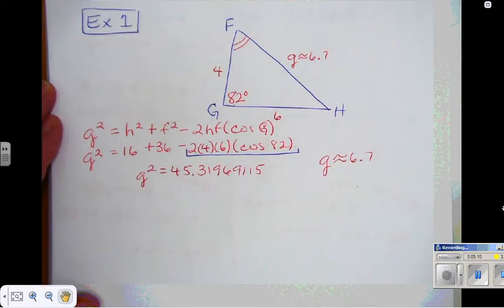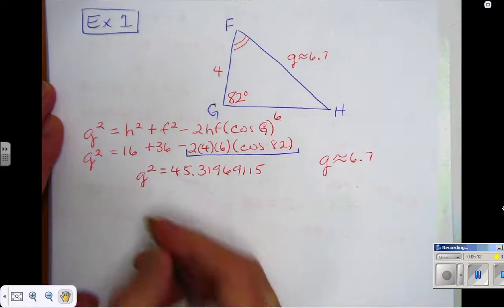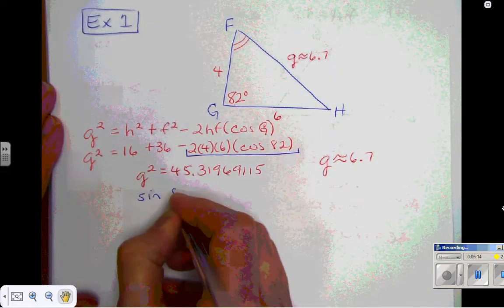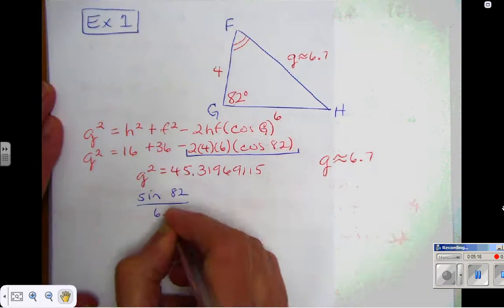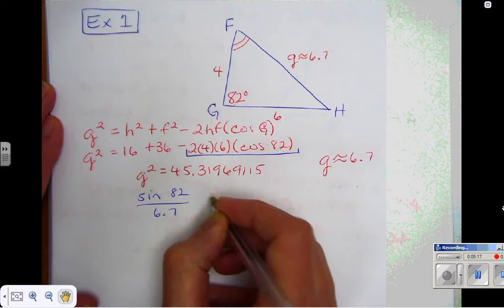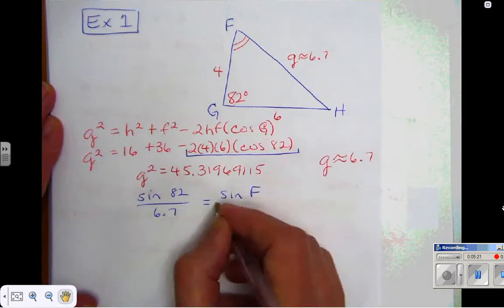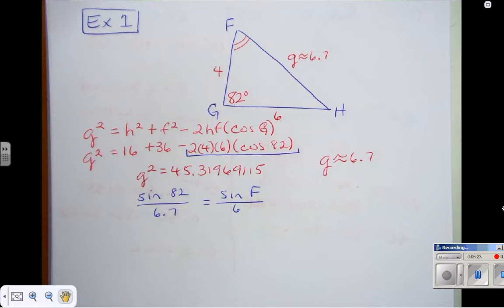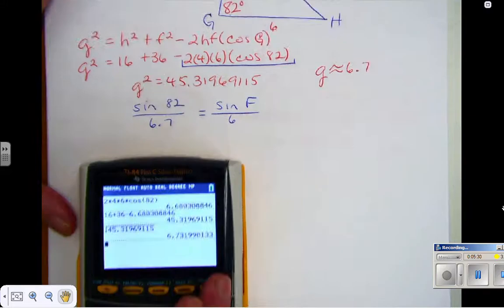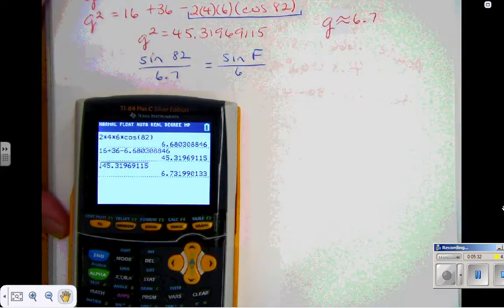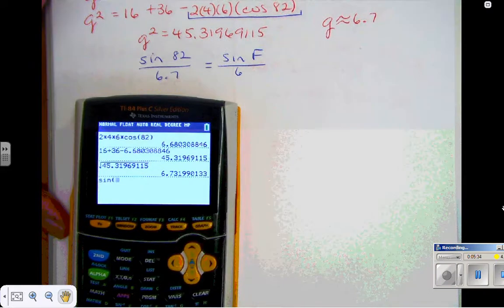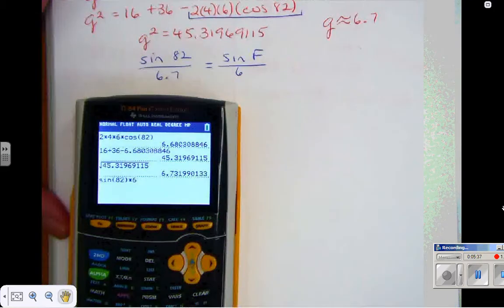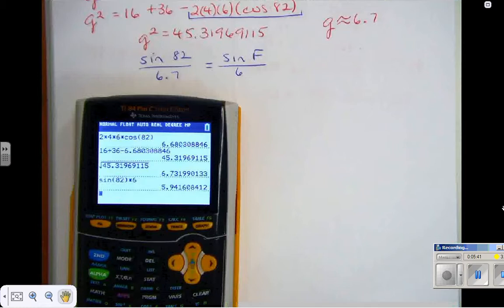So I'm going to set up a proportion using law of sines. Sine of 82 over the side equals sine of angle F over 6. And then I'm going to use my cross products and divide and get a decimal for sine of F. So let's do that. Sine of 82 times 6. I'm going to get that decimal and then divide that by 6.7.